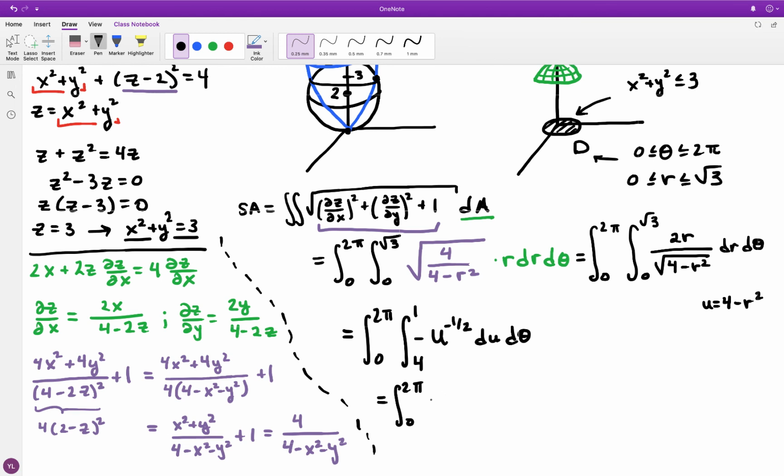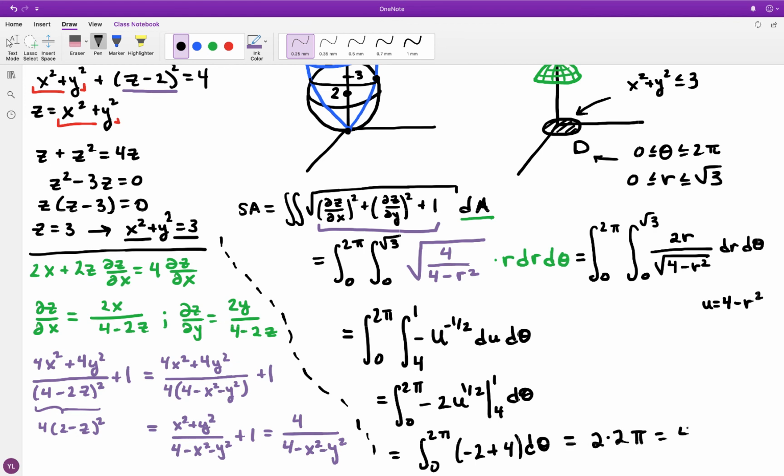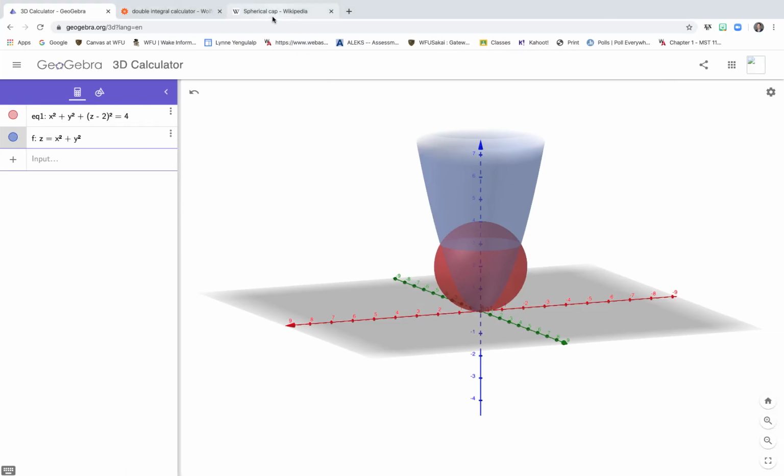The antiderivative of negative u to the negative half is negative 2u to the 1/2. Plug in 4 and 1, and then complete the integral out like this. So I'm going to go ahead and complete this and get myself an answer. I can use technology to verify that this was the right thing. I actually know that the internet will tell me the formula for the area of a spherical cap. So I think I'll do that instead.